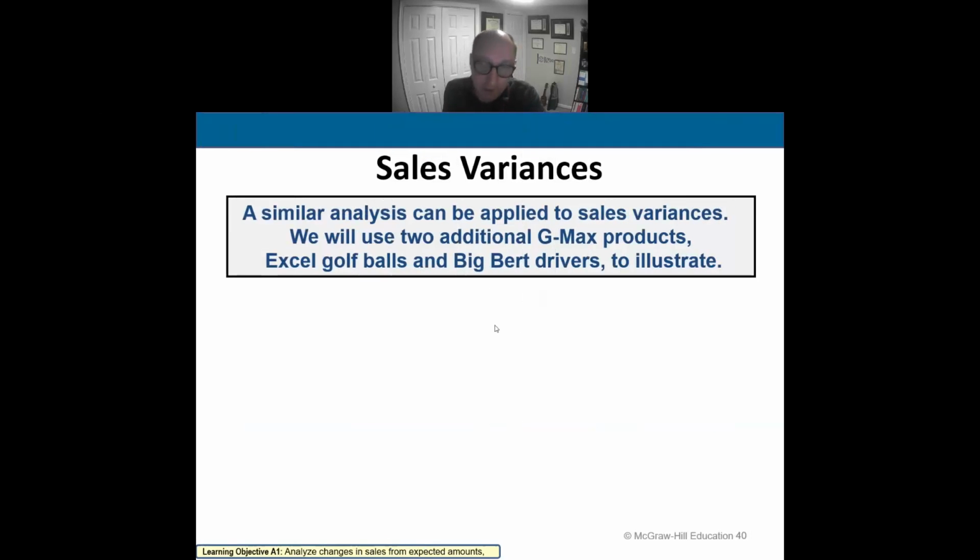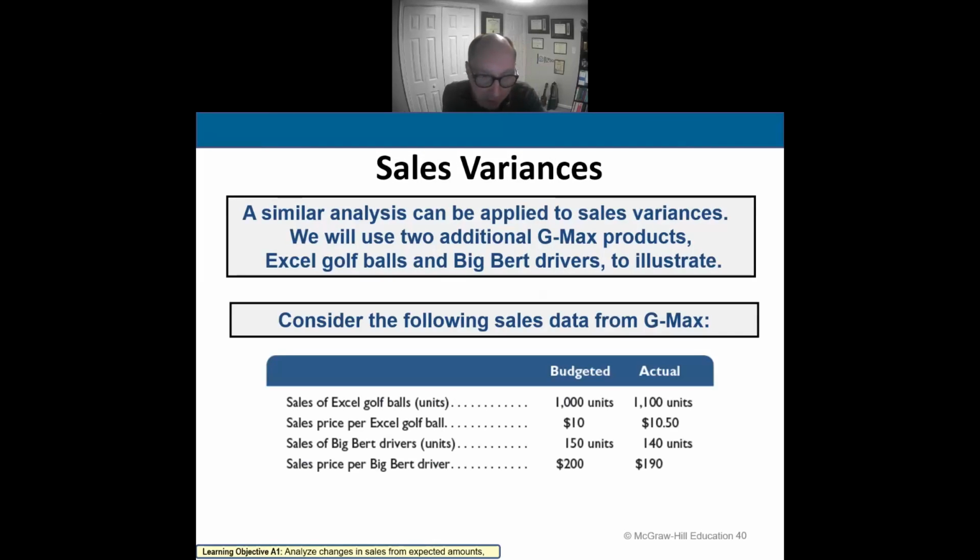And of course, there's a sales variance. You can't go without a sales variance, right? Especially when we're talking about budgeting earlier. Actual minus the budgeted, sales variance.